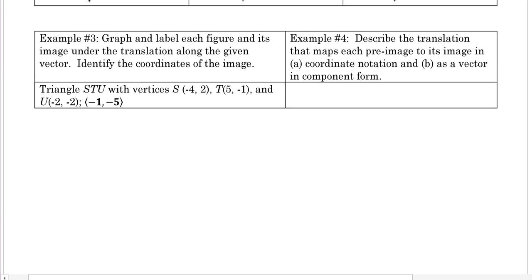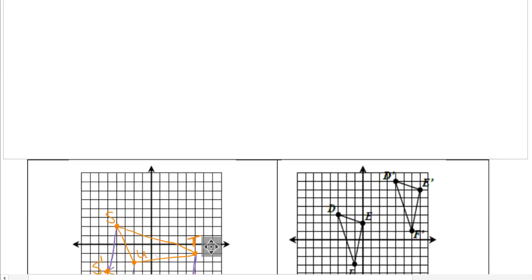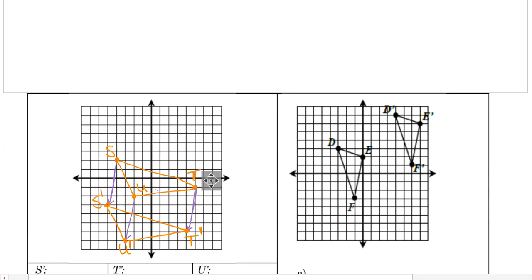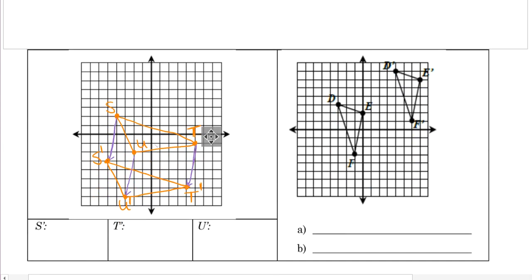Okay, if we look at our last example 4 here, describe the translation that maps each pre-image to its image in A coordinate notation and then B as a vector in component form. So we're going to first identify which is your pre-image and which is your image. Our pre-image has no tick marks and is more to the left, so that's going to be the pre-image, and then our image, we see those tick marks for D prime, so that is going to be our image.